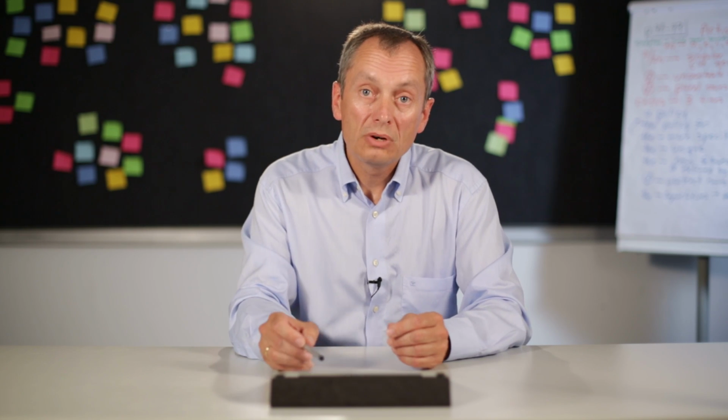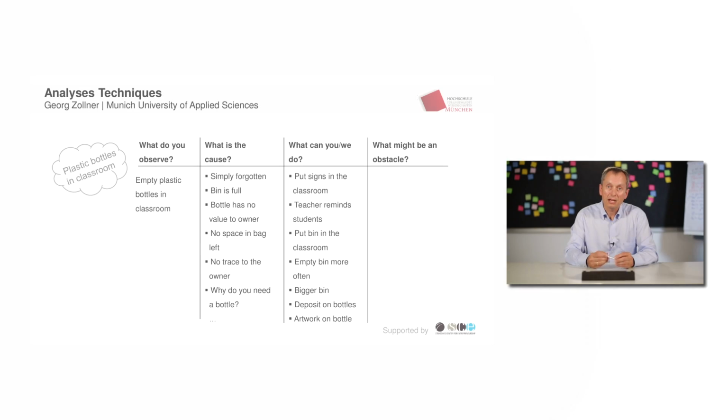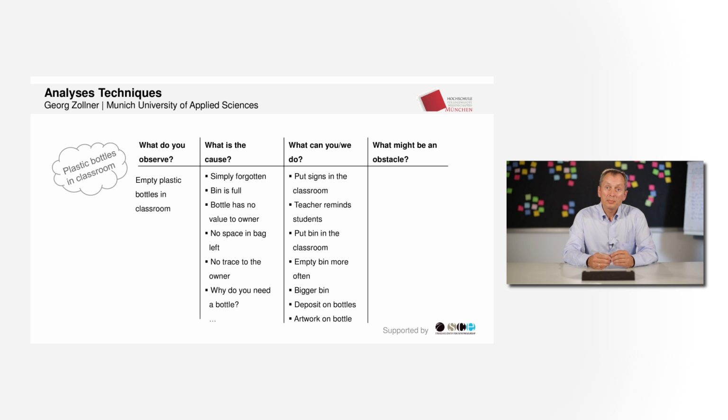Once you went through all the different possibilities for how you can solve this, you do a kind of reality check in the last column. So what might be an obstacle to the proposed solution? For the first one, put science into the classroom, students might simply not obey the science.